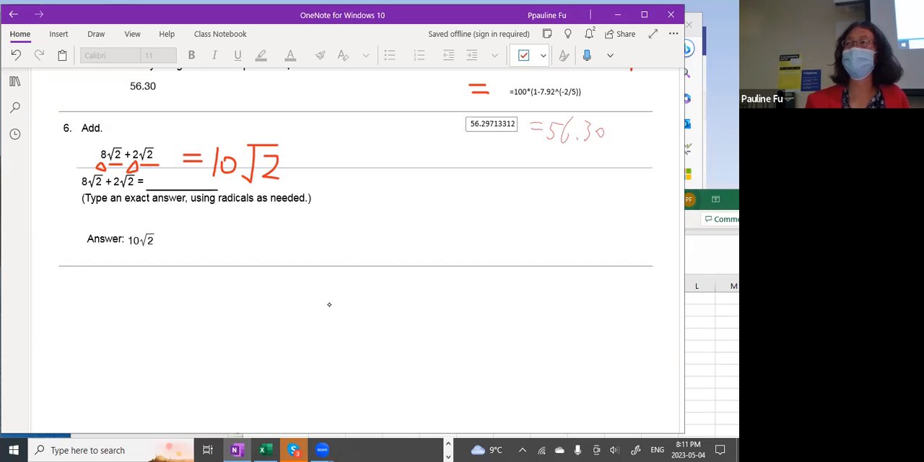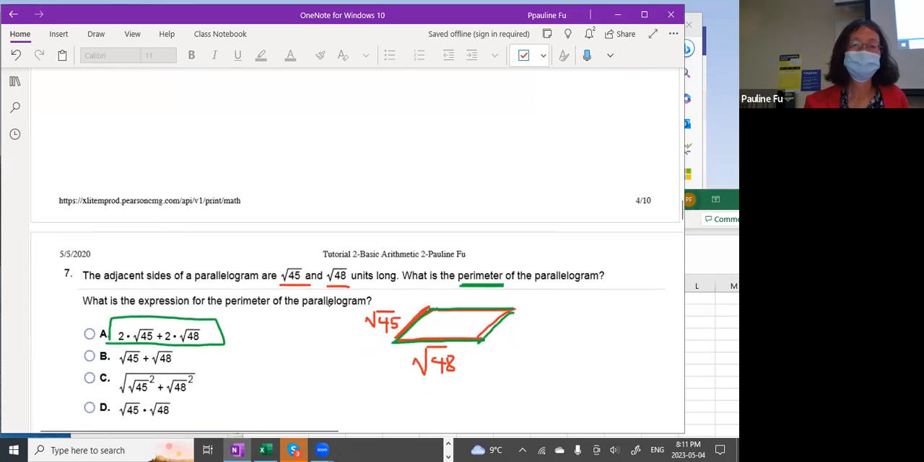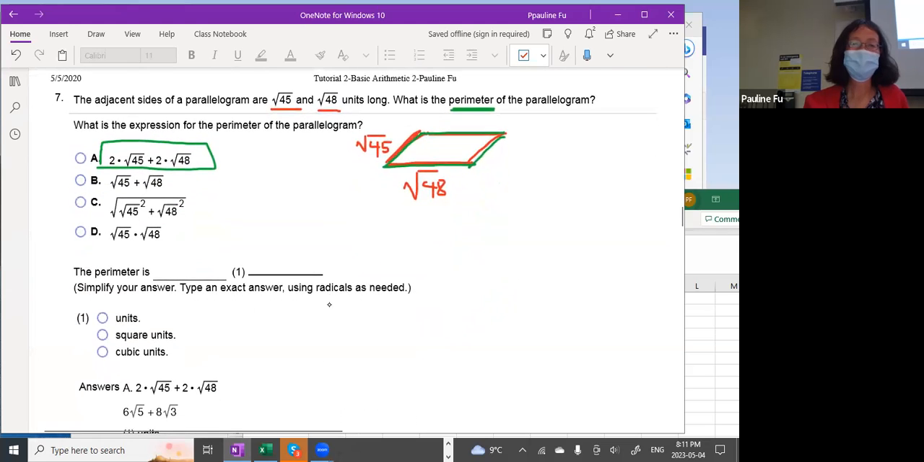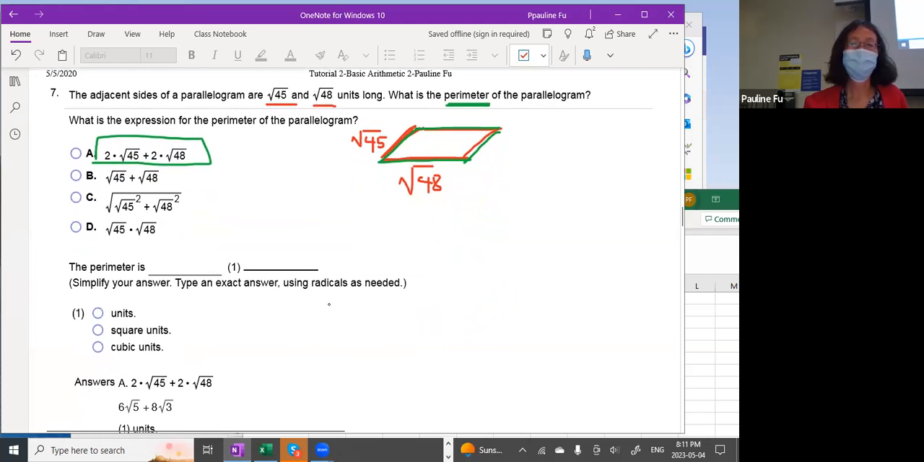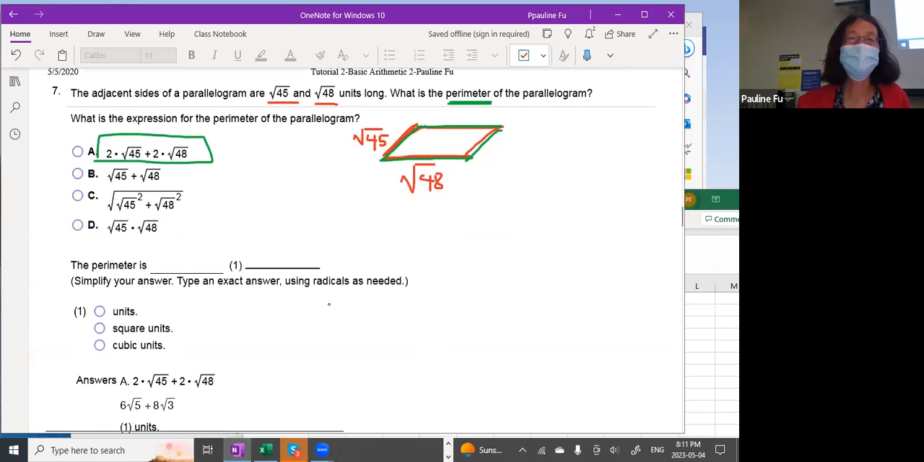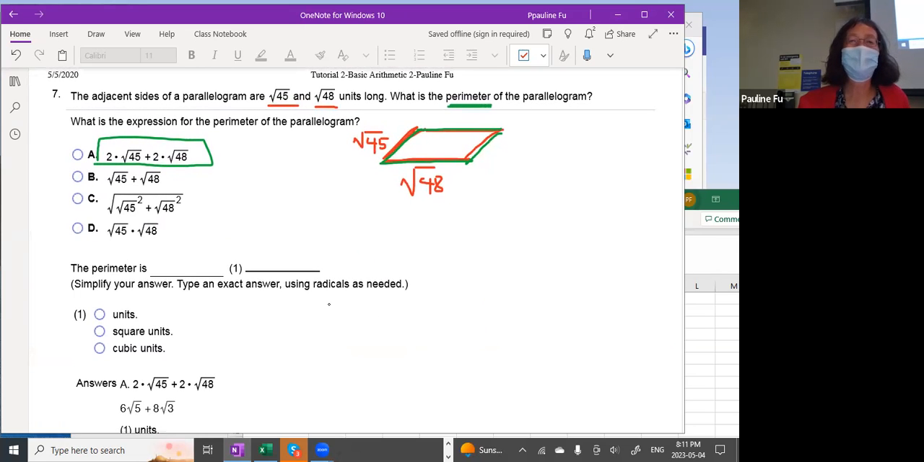Then we move on, question 7. The adjacent sides of a parallelogram are square root of 45 and square root of 48. I give you a diagram here. This is a diagram for a parallelogram. What is the perimeter of the parallelogram?